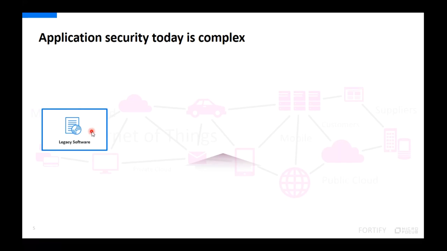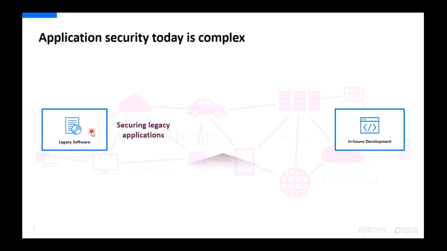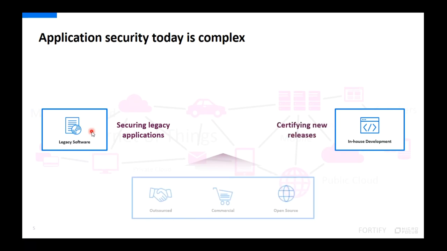So if we look into an organization, many times we see that they may be running legacy software. Some of the software will be developed in-house, where they have their own developers working on it. They may have outsourced the development activity to a third-party company, or they may have procured commercial software, maybe Microsoft, SAP, Oracle, be it anything, or they may be running some open source software.